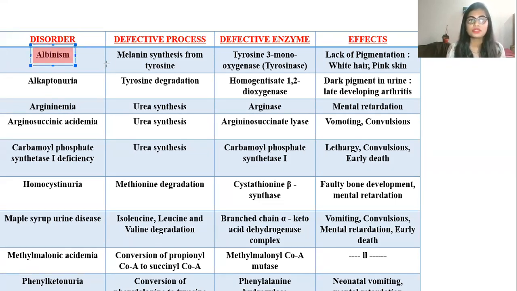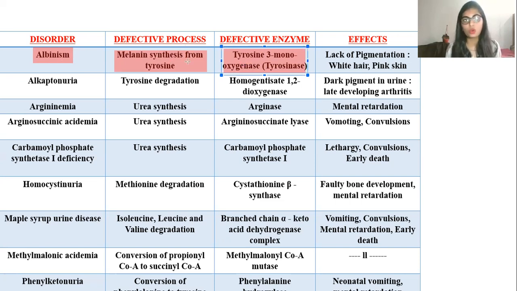Albinism's defective process means what? That is melanin synthesis from tyrosine. Usually, melanin is a skin pigment, right? So when this melanin synthesis from tyrosine gets defective, there is no synthesis of melanin. That leads to albinism. For the production of any molecule, an enzyme is required. So here which enzyme is defective? That is tyrosine 3 monooxygenase, or else we can call it tyrosinase. For melanin synthesis, the tyrosine 3 monooxygenase enzyme is required. When this enzyme becomes deficient, that will lead to albinism.